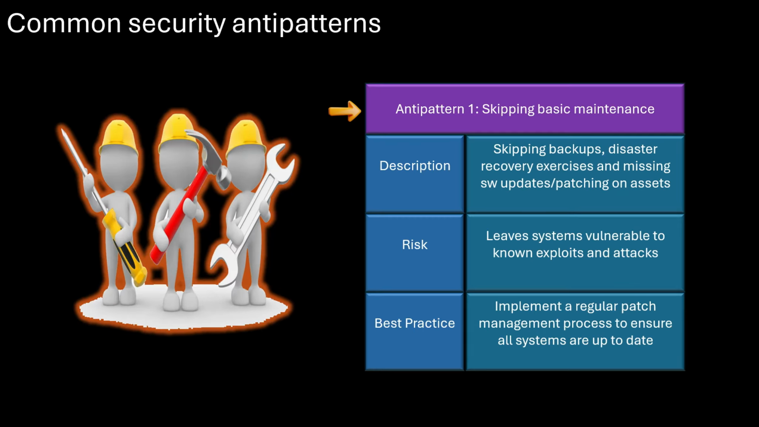The first anti-pattern is skipping basic maintenance. In this case, you might see that system and application backups are skipped, there are no disaster recovery exercises, and software updates are not performed on solution assets. This type of anti-pattern leaves systems vulnerable to known exploits and attacks. As a cybersecurity architect, you will ensure that best practices around system maintenance are enforced at the organizational level, and in some cases, you need to drive it to adoption.